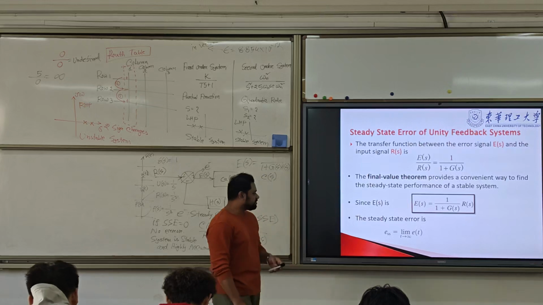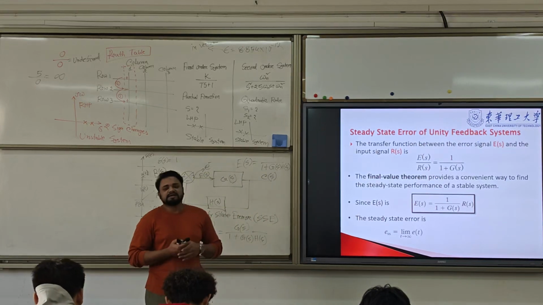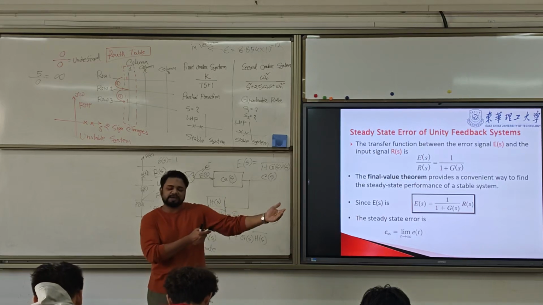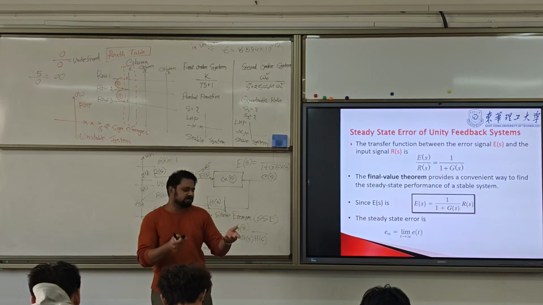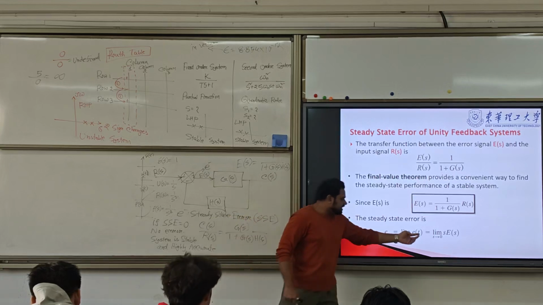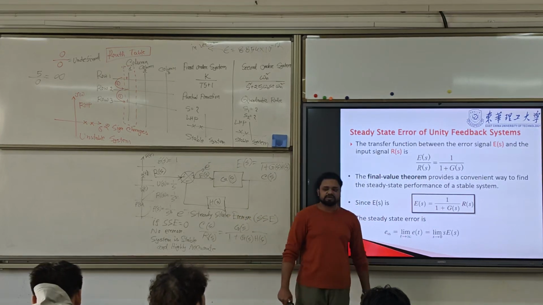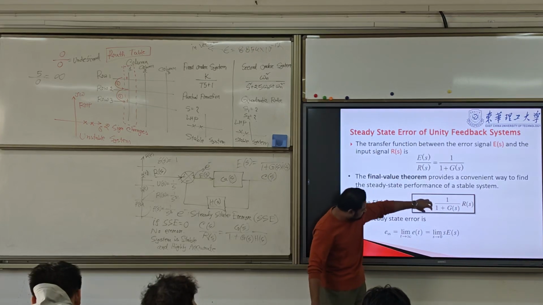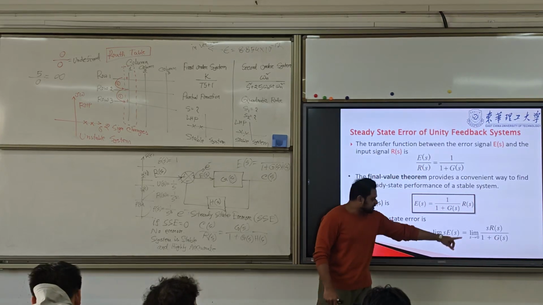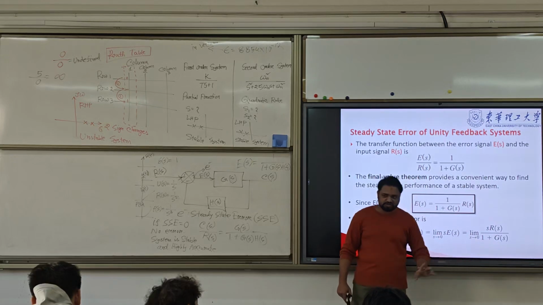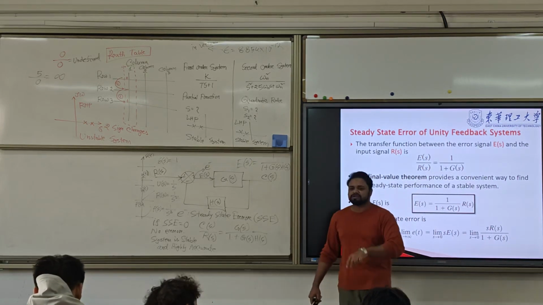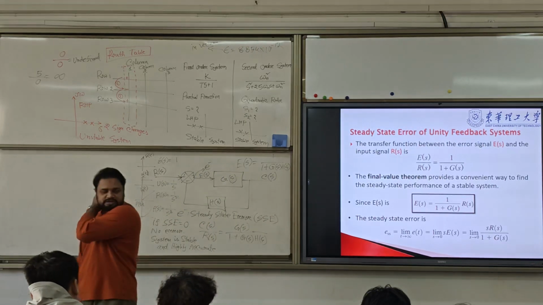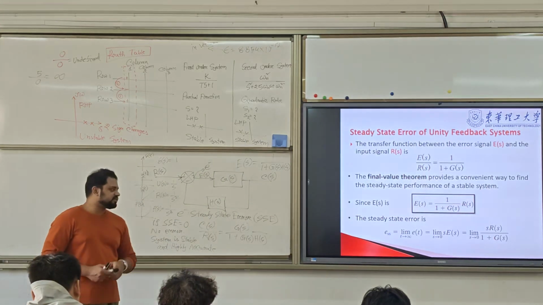Now, final value theory: t tends to infinity, limit of e(t). Convert it into S domain, because in time domain we cannot do the analysis. In S domain, it will be S tends to 0, S into E(S). We will have an S term. S into E(S), put this value here: S R(S) upon 1 plus G(S). So this is your equation to calculate the steady state error. We will use this equation to calculate the steady state error.